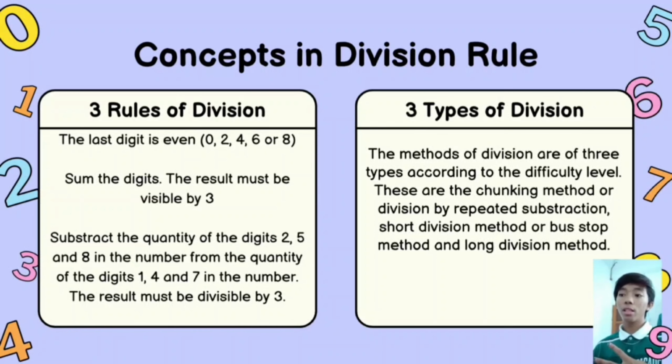Okay, for the three types of division, the methods of division are of three types according to the difficulty level. These are the chunking method or division by repeated subtraction, the short division method or bus-stop method, and the long division method.